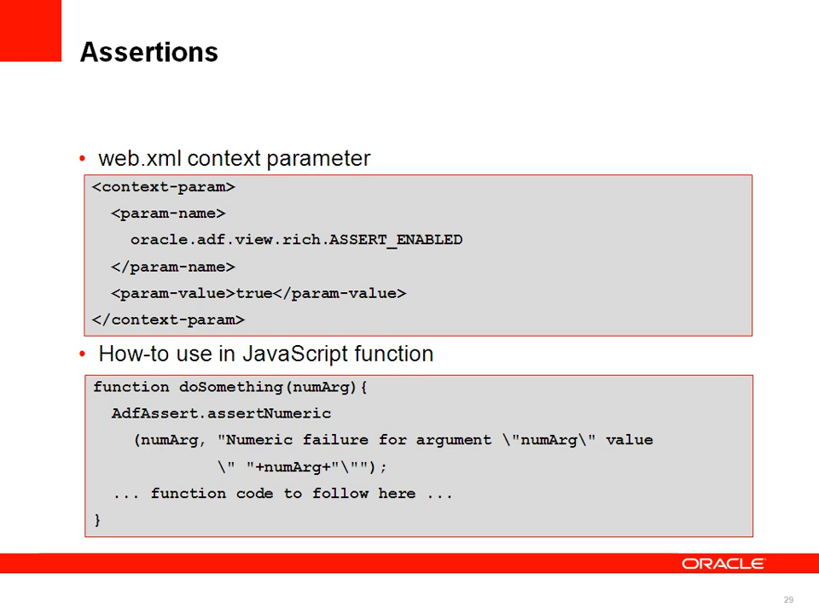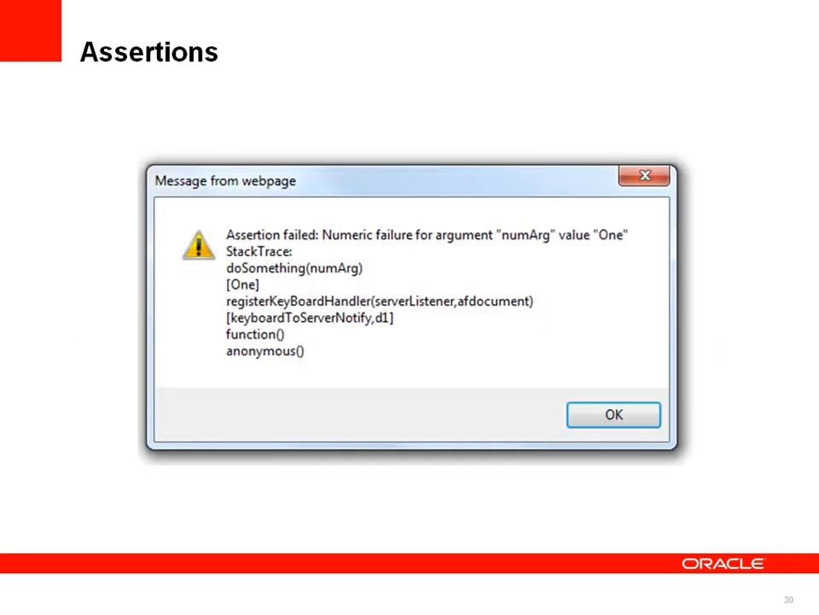This assertion really makes sense in the context where you build reusable JavaScript libraries, where you're not the same person building the JavaScript function and the page functionality. So what happens when the assertion fails is an alert comes up, and it says assertion failed, numeric failure for argument numArg, value is passed in as 1. Based on this assertion, I can give the right message to the developer for him to understand what exactly was passed wrong to that function.